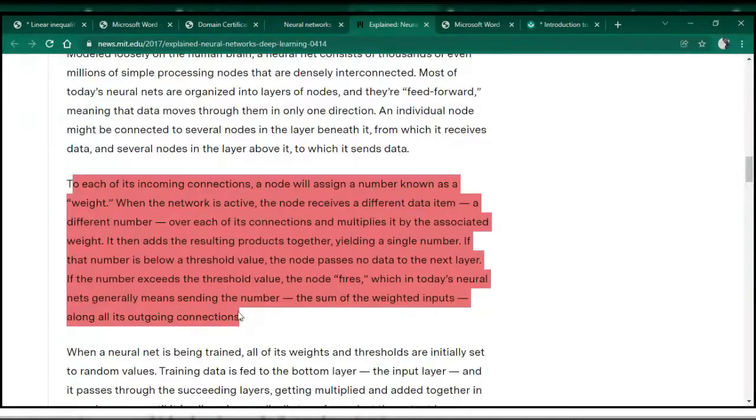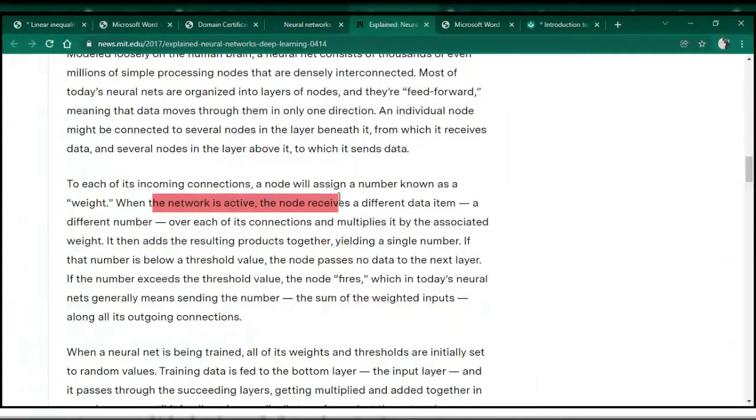If you see this portion, when a network is active, the node receives a different data over each of its connections and multiplies it by associated weight, then adds the resulting product together, yielding a single number. If that number is below a threshold value, say you are supposed to find a hexagon. Hexagon has got 6 sides. Okay, a hexagon is supposed to have 6 sides and 6 angles.